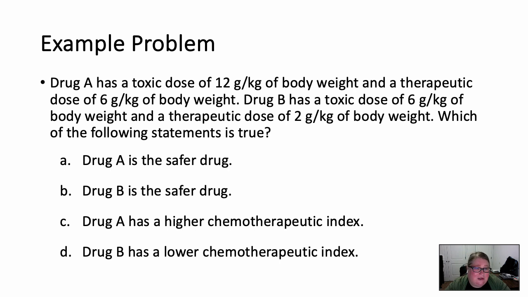Which of the following is true? A. Drug A is the safer drug. B. Drug B is the safer drug. C. Drug A has a higher chemotherapeutic index. And D. Drug B has a lower chemotherapeutic index. Okay, so take a minute, pause the video, use the previous slide, and see if you can figure out what the answer is. I'll give you a second.